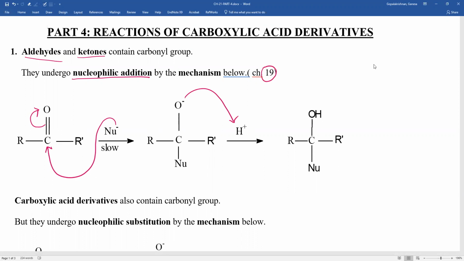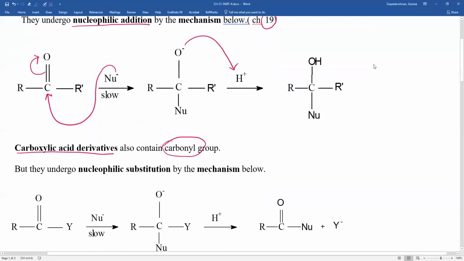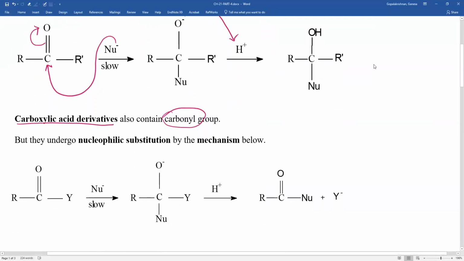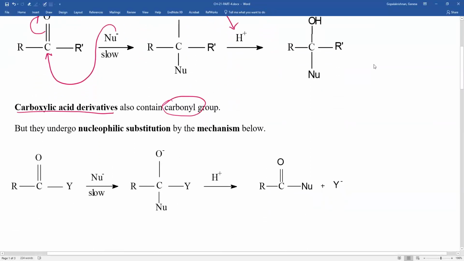So the nucleophile adds to the carbonyl carbon, and H+, which is an electrophile, adds to the oxygen. Carboxylic acid derivatives also contain the carbonyl group, so we expect them to undergo nucleophilic addition, but they undergo nucleophilic substitution, by a different mechanism shown here.